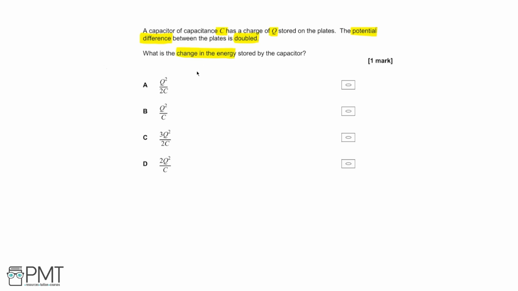In order to answer this question, it is convenient to consider the energy stored in the capacitor in equation form. Specifically, that if I store a charge Q on the capacitor, potential difference V, the work done putting those charges on the capacitor at that potential difference is given by a half times Q times V.